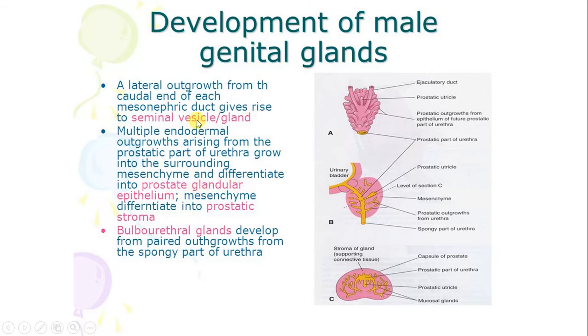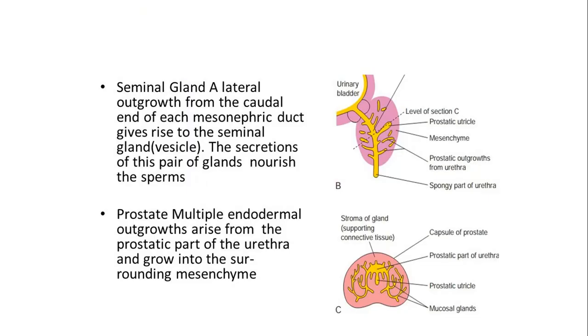So two glands are formed: the seminal vesicle, which is the lateral outgrowth from the caudal end of the mesonephric duct, and the prostatic glands, which arise from the prostatic part of the urethra, grow into the surrounding mesenchyme, and differentiate into the prostatic gland. Endodermal region. The bulbourethral gland develops from the paired outgrowth from the spongy part of the urethra. So these glands develop.